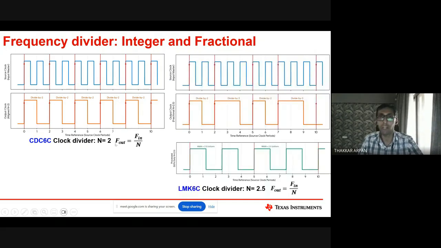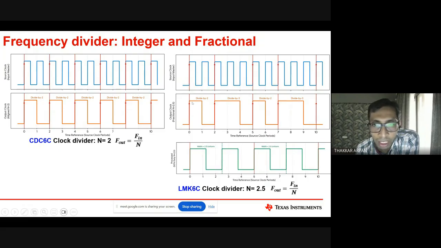Now let's talk about what a fractional divider is. So a fractional divider is, okay, let's say you want to divide by 2.5. How do you divide by 2.5? There is no circuit that can divide by 2.5. So instead what we do is, let's say you divide by 2 for one cycle, and another cycle you divide by 3. Okay, and you keep doing that. So on average, you will feel you are dividing by 2.5.